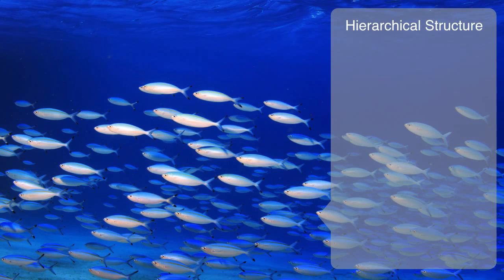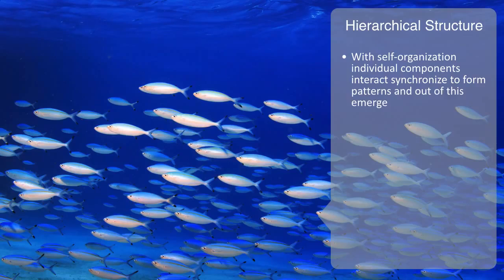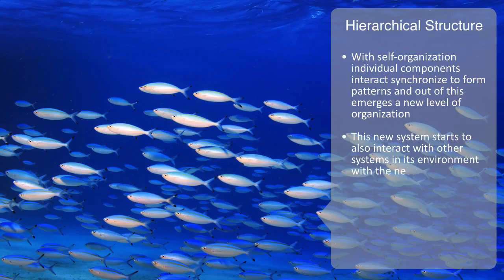Although emergent properties can arise without self-organization, as in our former example of the car, emergence is also a product of self-organization. With self-organization, individual components interact, synchronize to form patterns, and out of this emerges a new level of organization. This process of emergence doesn't just stop at one level. Elements interact and self-organize with new levels of organization emerging, but then this new system starts to also interact with other systems in its environment, with the net result being that another level emerges.